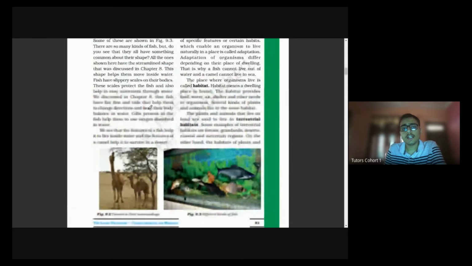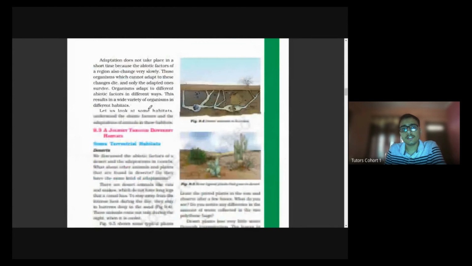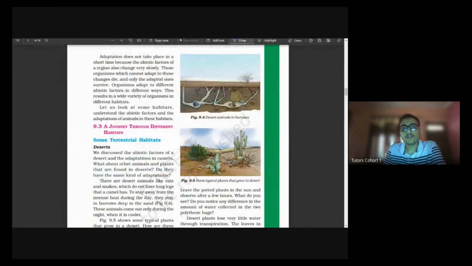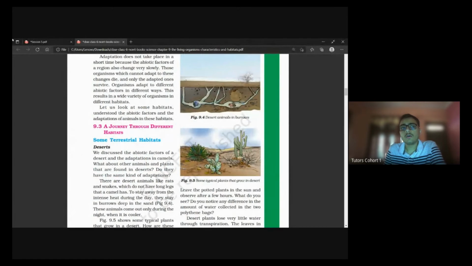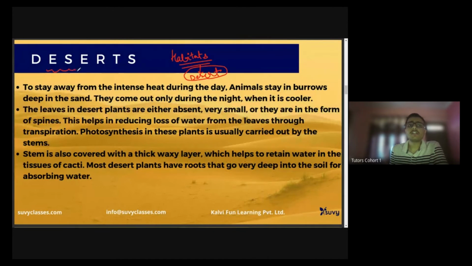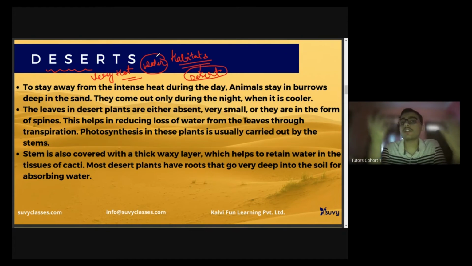See here, we have the desert areas, right? So now we will be continuing with the desert regions. Desert regions are very, very hot. They have intense heat. Water is almost absent here, present in very small amounts. We don't have freshwater lakes or freshwater ponds in deserts, because of intense heat the water evaporates. The water is lost to the atmosphere in the form of vapors, right?